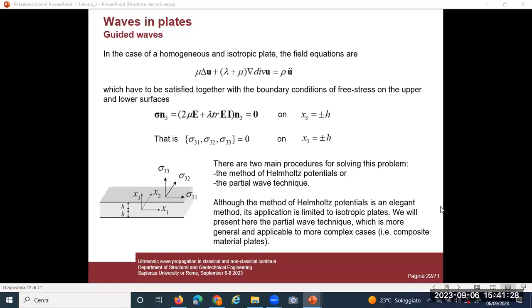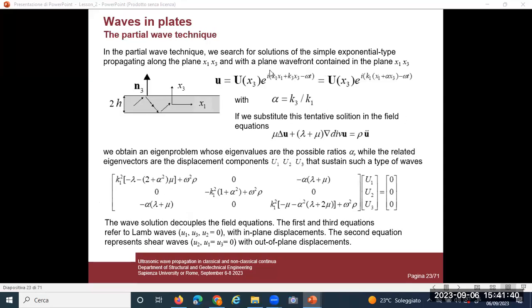The partial wave technique is very useful and also enables us to solve more complex cases, like composite material plates, or can even be applied to new and different materials and cases. The technique works like that.